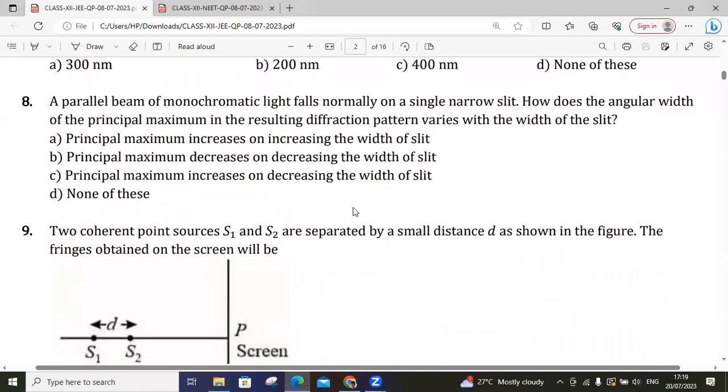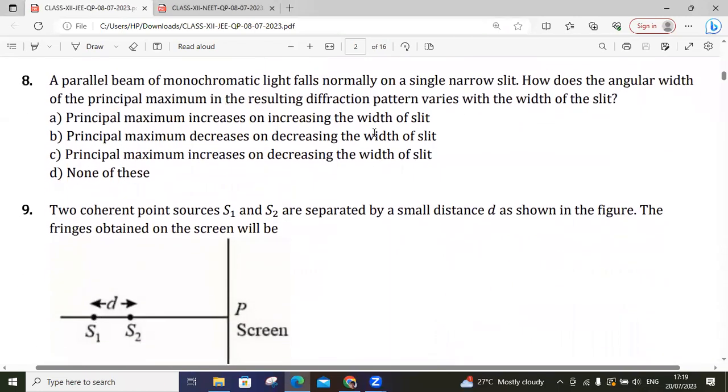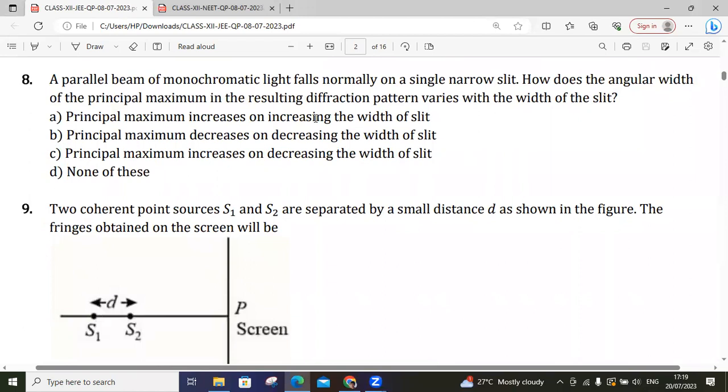A parallel beam of monochromatic light falls normally on a single narrow slit. How does the angular width of the principal maximum in the resultant diffraction pattern vary with the width of the slit? Right, so this is a single slit experiment, and the angular width of the principal maximum.